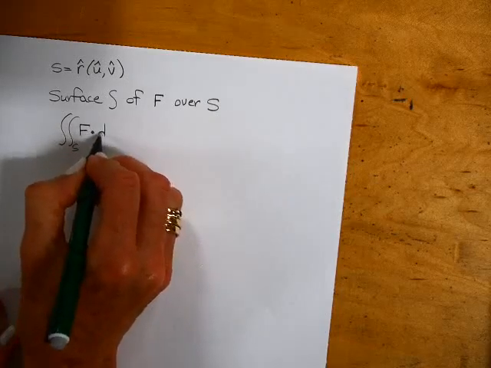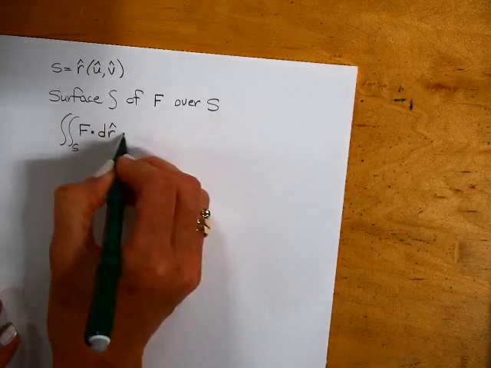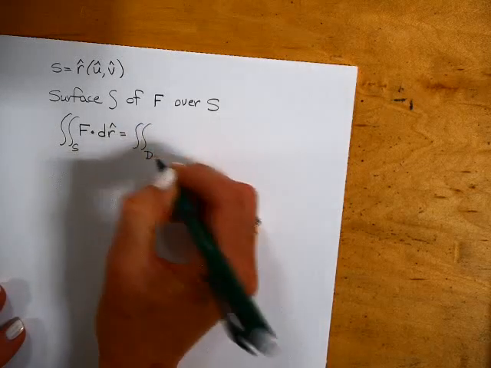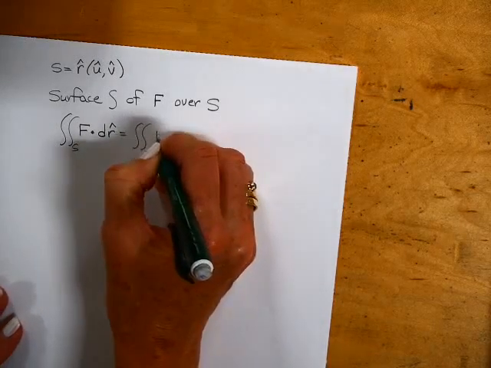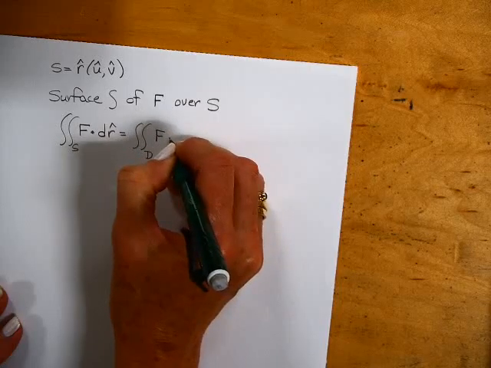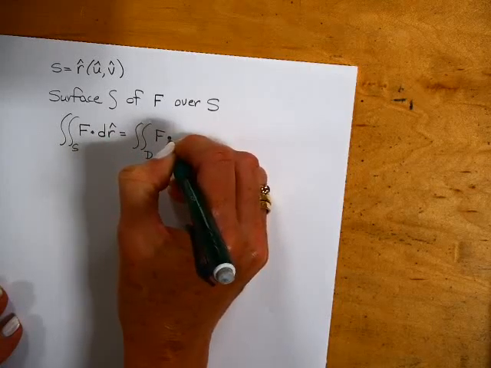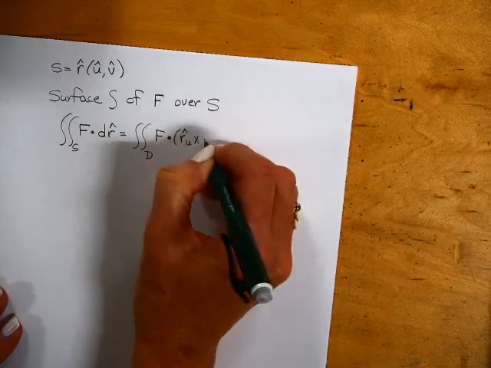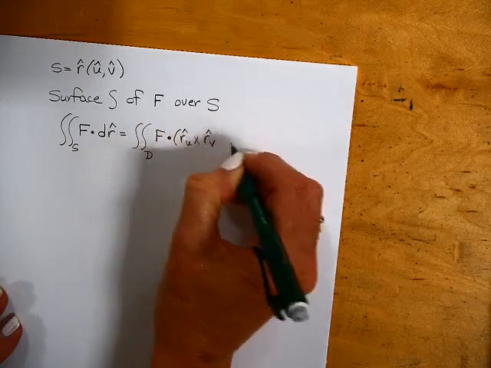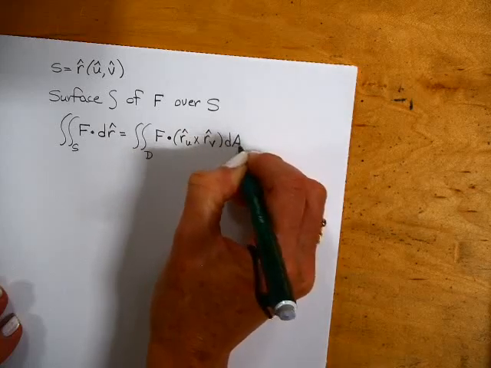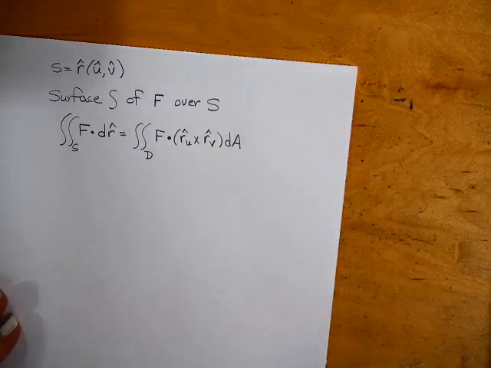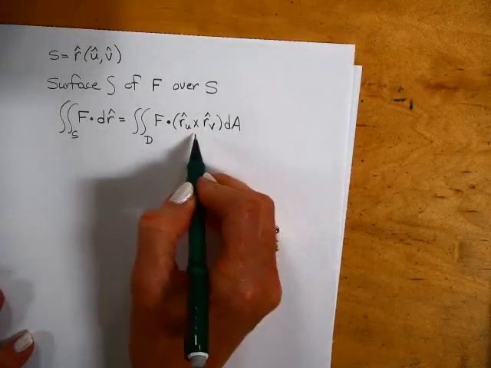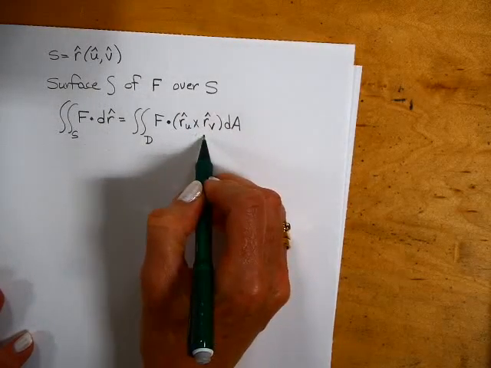F dot dS, which can be changed to the double integral over the region D of F dotted with r_u crossed with r_v, dA. This is if S is given as a vector function.